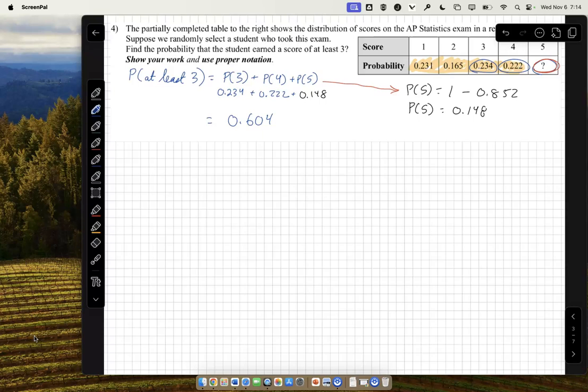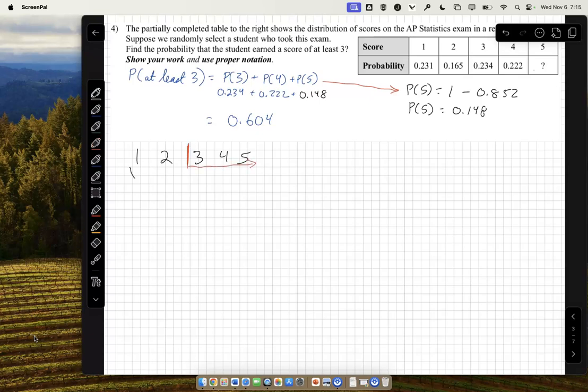So one way of doing it is to find this unknown right here by using the definition of a legitimate probability model. Now the other way of doing this, and a couple of students I saw did this, which was beautiful, was to think about what is the complement of at least 3. So look at this: actually, no one scores a score of 0. 1, 2, 3, 4, 5. Those are my possible scores. If I want at least 3, I want everything over here.